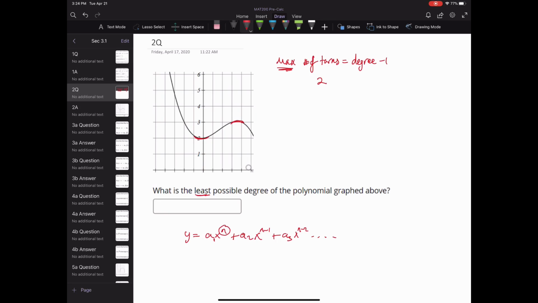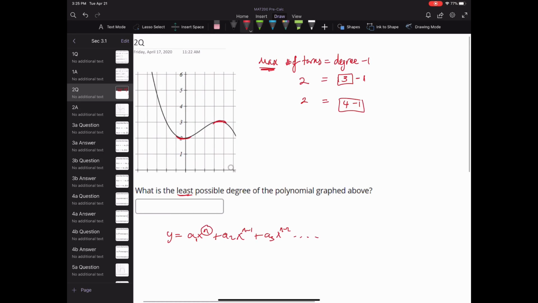is 2, then what degree could the polynomial be such that when we minus 1 from it we get 2? Well, the answer is 3. So this polynomial is at least degree 3. Because remember, it's the max number of turns. It could be that this polynomial is degree 4 and it still has 2 turns. The max, so 4 minus 1 is equal to 3.